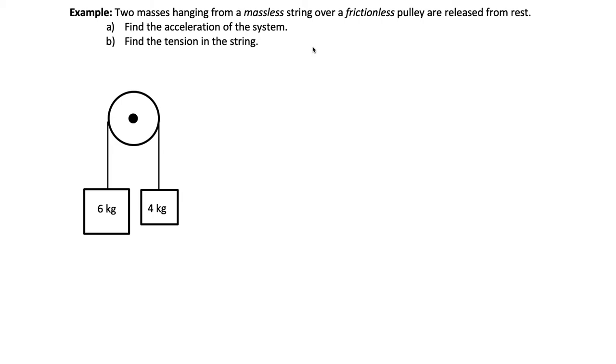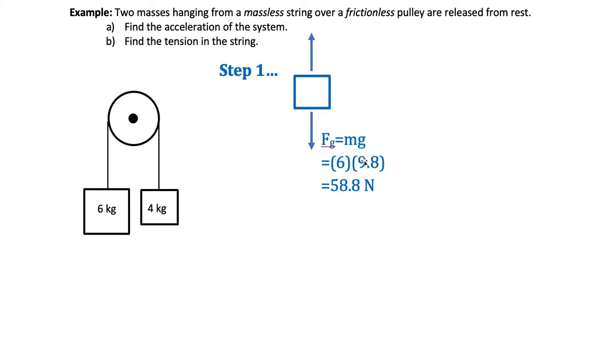So again, tension problems, 4 steps, always the same 4 steps, always in the same order. Step 1 is draw a free body diagram for each object. So I need a free body diagram for this guy and a free body diagram for that guy. There's my first free body diagram for the 6 kilogram mass. I've got gravity pulling it down and this string tension pulling it up. Now gravity we can calculate pretty quickly. Fg equals mg, I get 58.8 newtons.